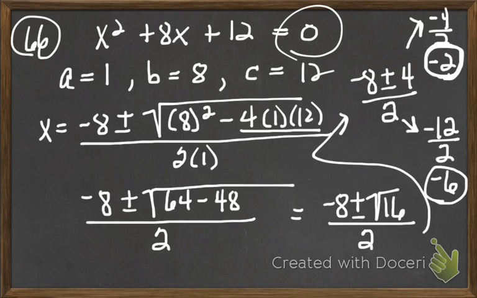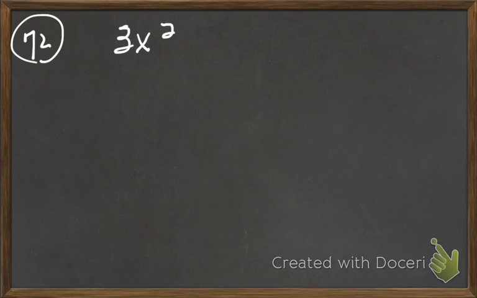Factoring a quadratic is usually the shortest way, but the quadratic formula is a formula, so it kind of takes out the thinking and allows you to just do what the formula is asking you to do. Alright, questions about 66? Alright, 72. Number 72 says 3x squared is equal to 6x minus 1.